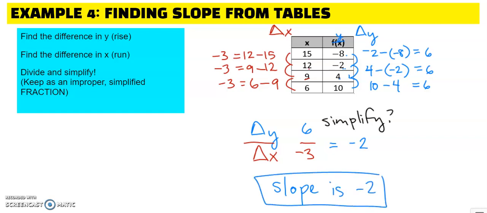Okay, so that's slope from tables. Remember, find the change by subtracting, and then our ratio is change in y over change in x. We want to see, how do I divide that ratio to figure out what is happening in the story? What's the relationship between the y's and the x's?